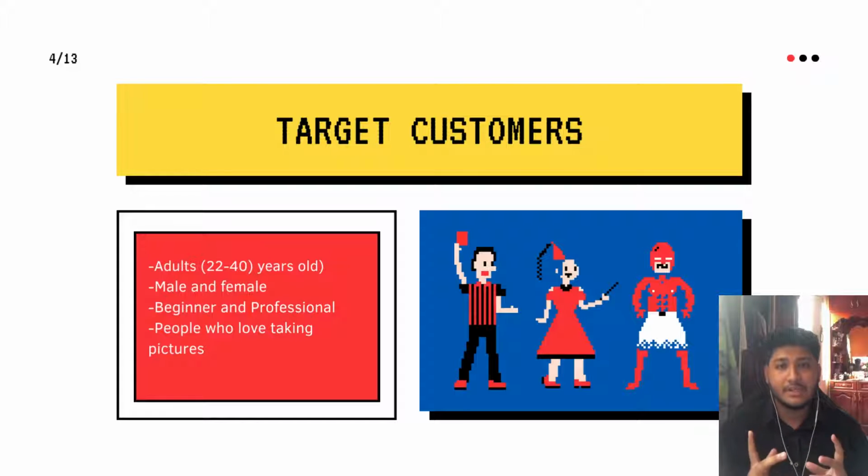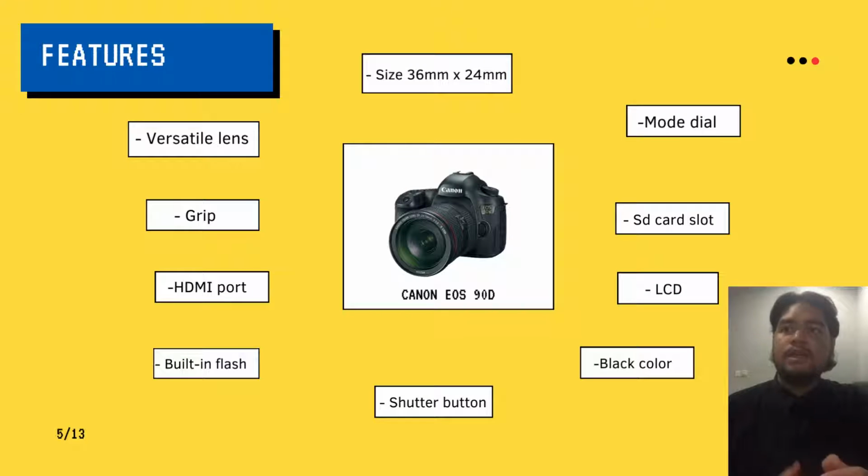The product is targeted at those who are interested in photography, either professional or beginner, and also aimed at both male and female, between 18 and 40 years old, especially for those who love taking scenery pictures. That's all. So now we'll be talking about some of the features that our product Canon EOS 90D has.